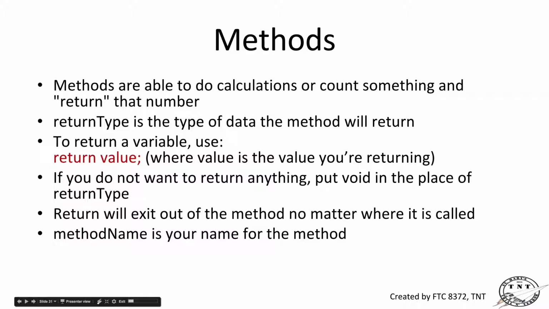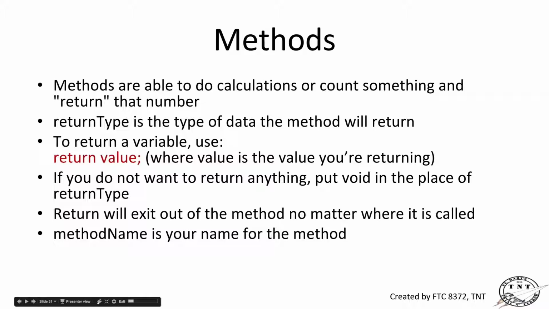Those are more or less the numbers that you want to modify your code. Some examples of what methods can do: they are able to do calculations or count something and return that number. You can imagine you're like, okay, method, go do something. And then once that method is done doing said thing, it will give you back a number or a letter, or nothing if you want to.